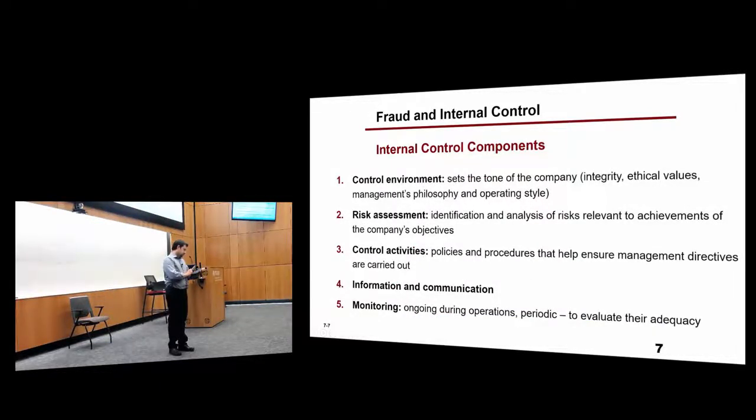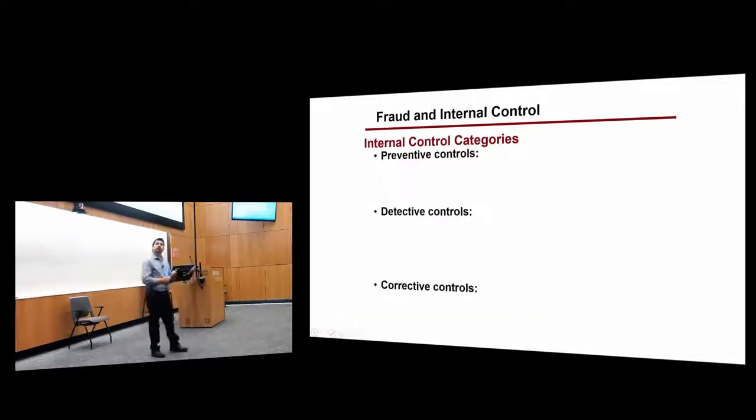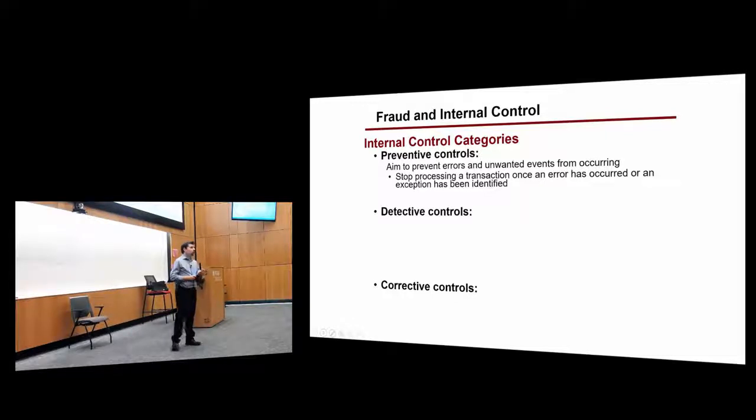Okay, we talked about this. Now, there are different types of controls. You have, as the name suggests, preventive controls. Those are controls that would prevent a certain transaction from even occurring at the beginning, like, for example, entering the same invoice twice for payment. If you enter the same invoice number twice, the company can have a preventive control that would reject that transaction.